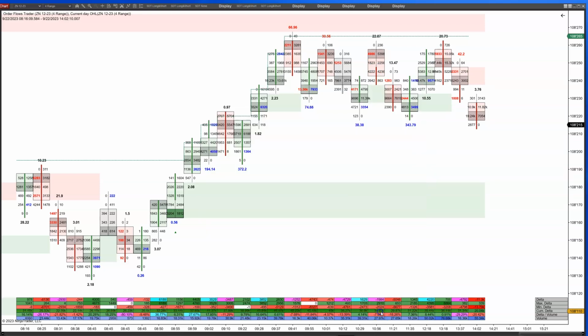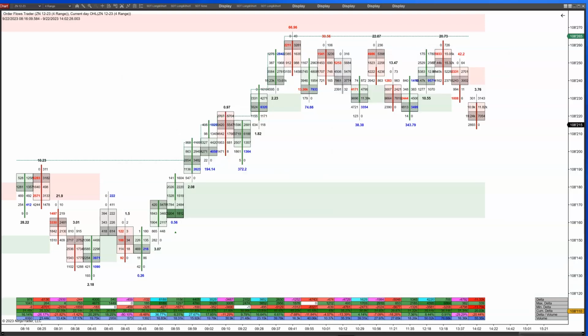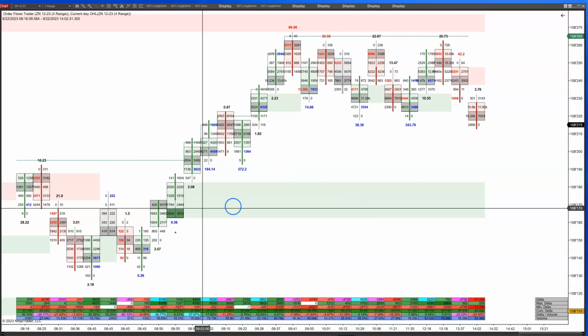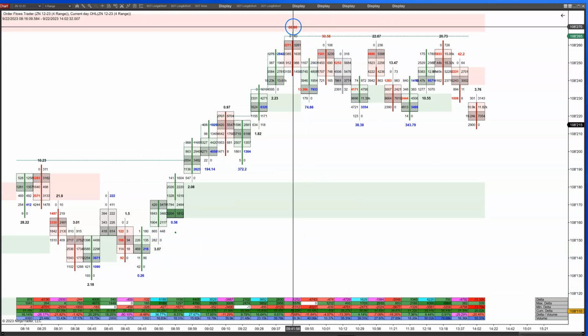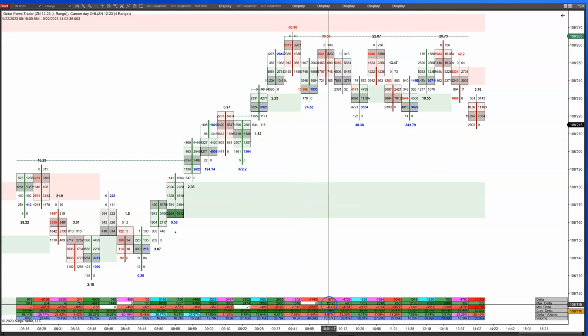As a result of me posting that video, Amy Trana-PW3JP left a comment saying, is there any reason you did not show exhaustion with the help of flow ratios? So one of the things that I've been known for in order flow is developing these numbers you see above and below the bar. Now that's different. That's not delta or anything like that.